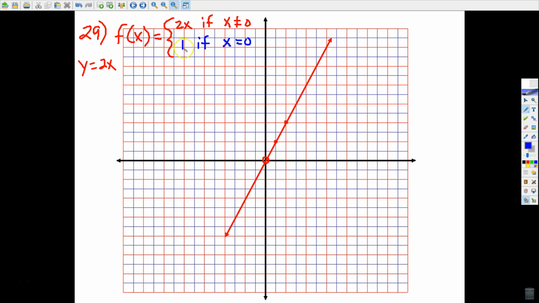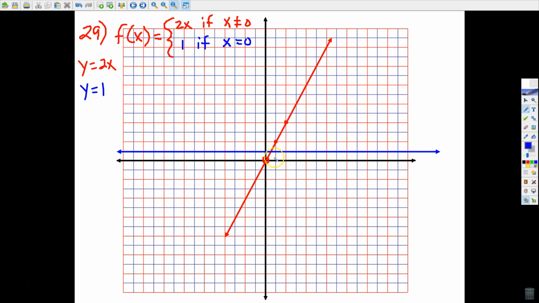Okay, well let's take a look at the blue piece. It's a constant function. Another way of looking at it would be to say y equals 1. Let's just take a look at the line y equals 1. The line y equals 1 would run this way. Let me just go ahead and draw that whole line, and then we'll talk about the statement that's made.